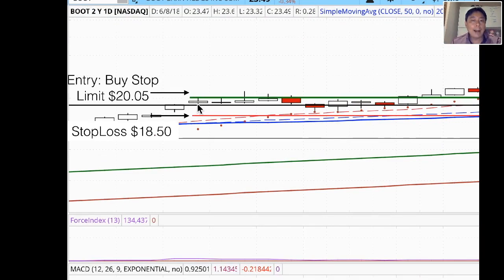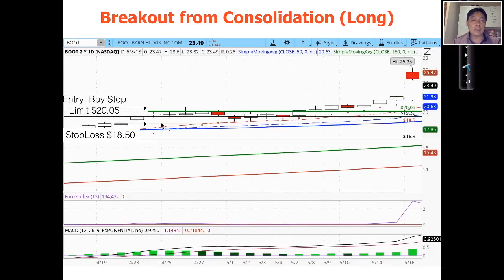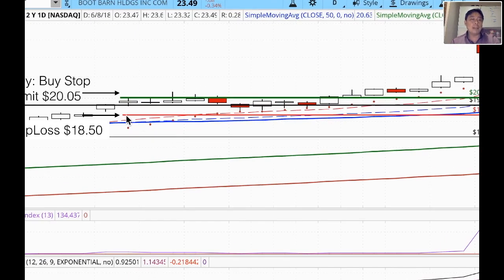And we place our buy order just above the high of this candle. Again, it's a $20 stock, so we can put 3 cents above the high. Entry at 20.05. Stop loss 1 ATR below the resistance. In this case, it's 18.50. So our entry price, our stop loss price.